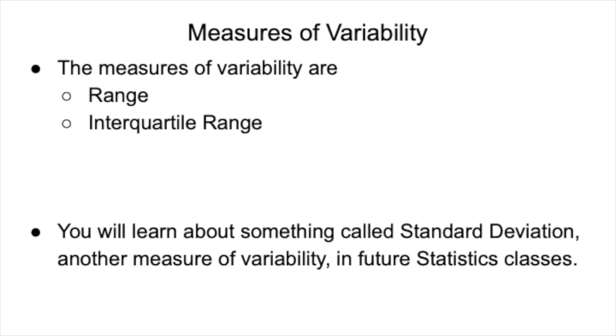In these lessons, we're going to focus on 2 measures of variability. Those are the range and the interquartile range. Last year, you learned about a measure of variability called the mean absolute deviation. You'll learn about something called standard deviation, which is another measure of variability, in future statistics classes.